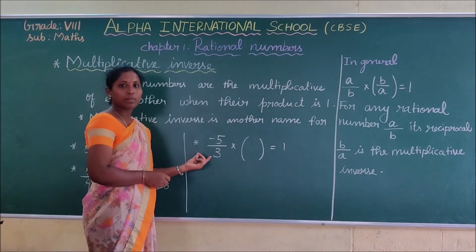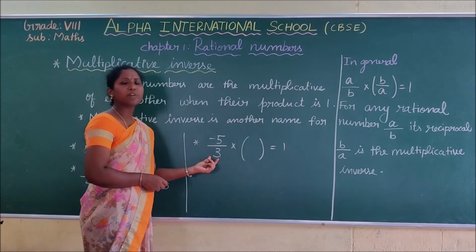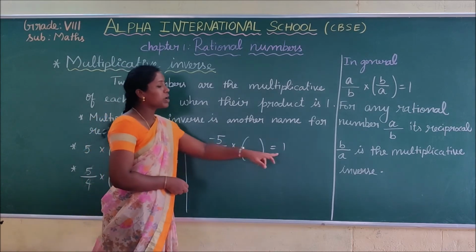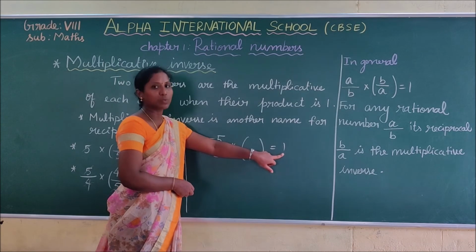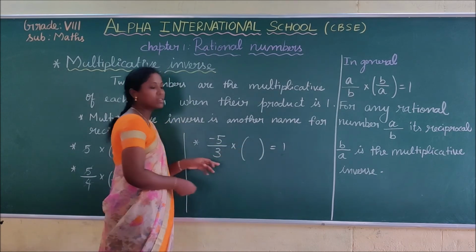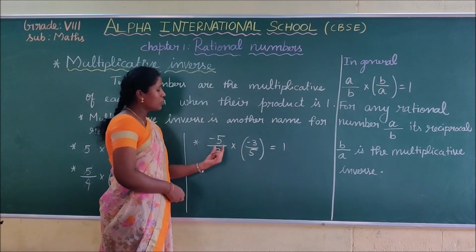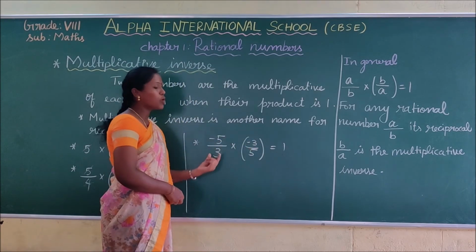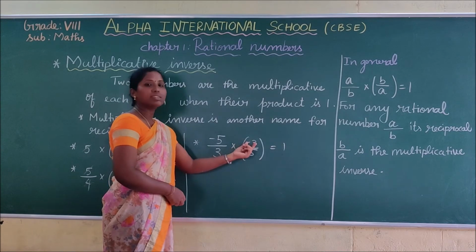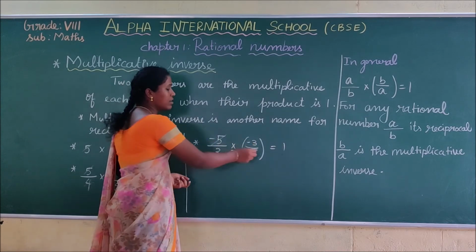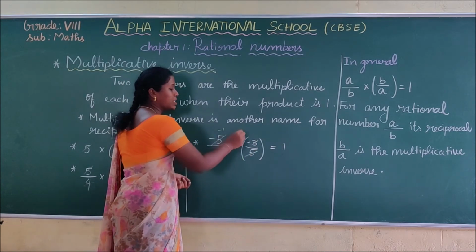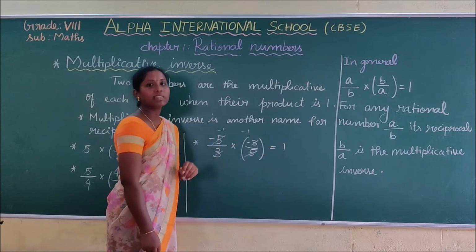See this example also. Minus 5 by 3. I am taking a negative example here. Minus 5 by 3. I should get a product result as 1. So which number can we multiply with this? 3 by 5. Okay. So the reciprocal of minus 5 by 3 is minus 3 by 5. Listen here, the numbers will get cancelled. We are getting minus 1 into minus 1. The result is plus 1.